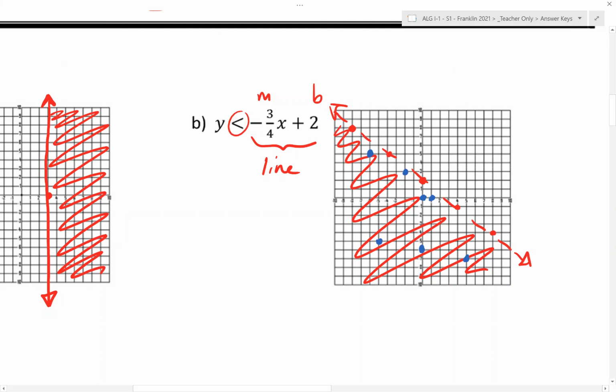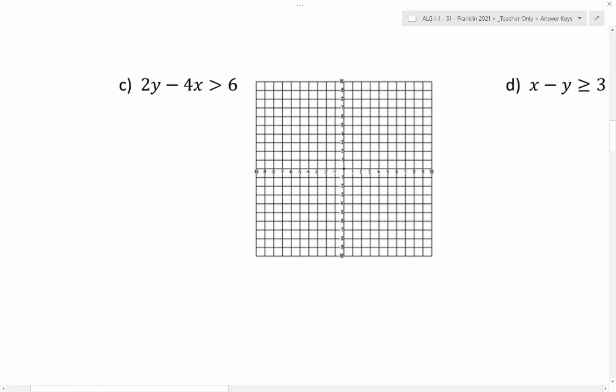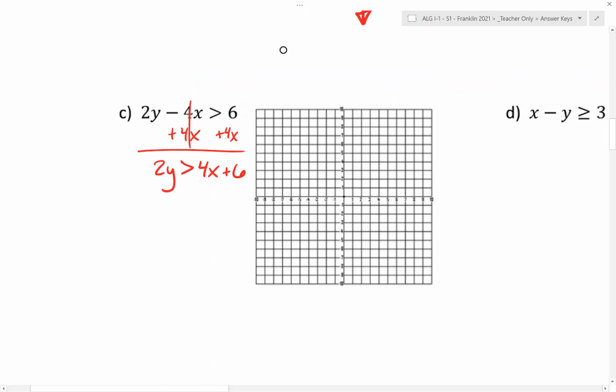Let's keep going. Example C, 2y minus 4x is greater than 6. We have to solve this one first. We have to get y by itself. So we're going to add 4x to both sides. So we'll have 2y is greater than 4x plus 6. And then our final step here is to divide everything by 2. So y is greater than 2x plus 3. And there is your inequality in slope-intercept form.